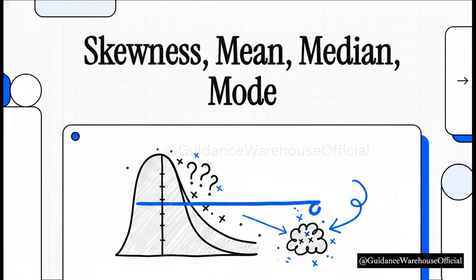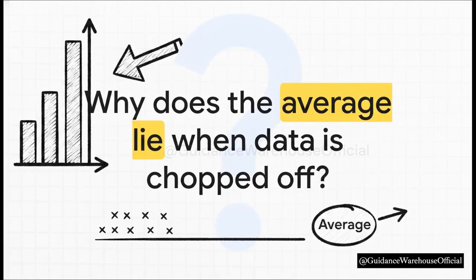Picture this. You're looking at a graph. You calculate the average, and you think you've got the whole story. But what if I told you that number is completely lying to you? Seriously, it raises a massive question for anyone looking at data. If a data set is kind of chopped off on one side, why does the average suddenly become so incredibly misleading? Why does it just pull away from where most of your actual data sits?